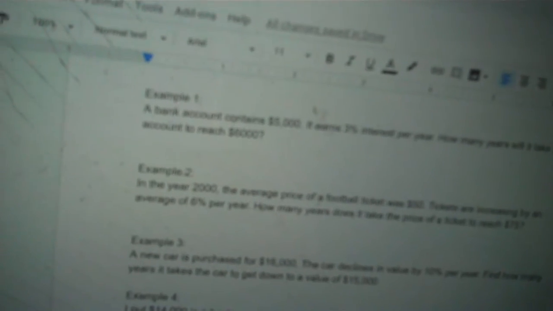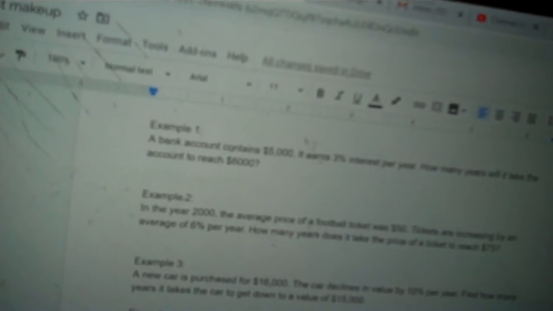Okay, here's your first makeup assignment. It says a bank account contains $5,000 and earns 3% interest per year. How many years will it take the account to reach $6,000? So you're solving for the years, and you've got 2 units. You're going to have to just write the 2 units.